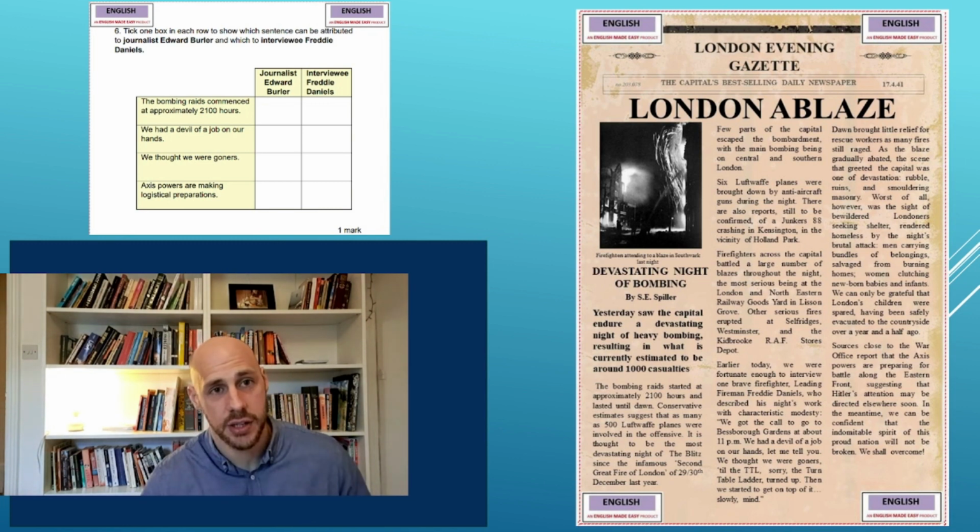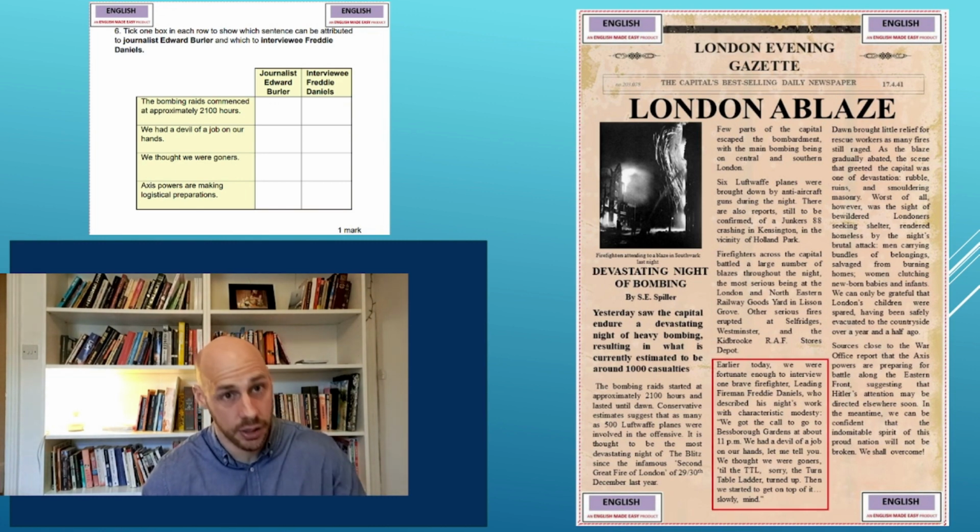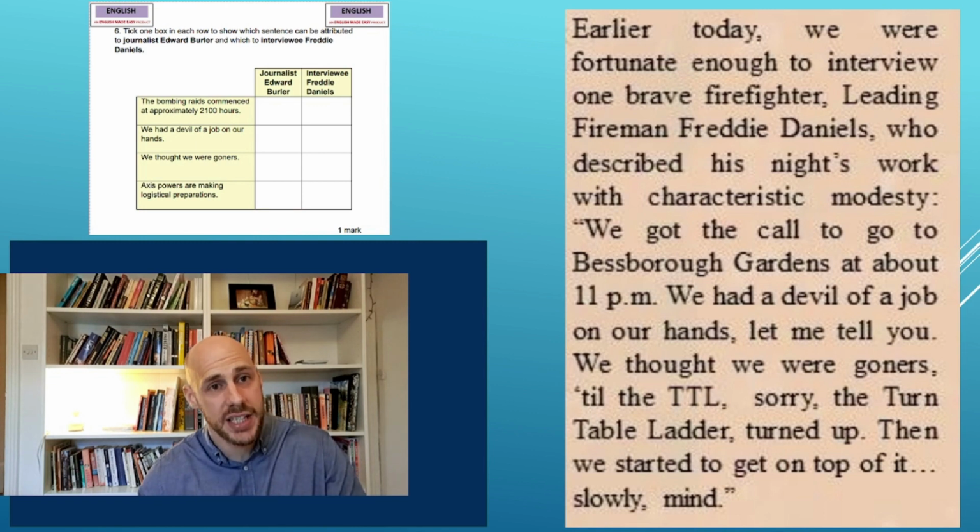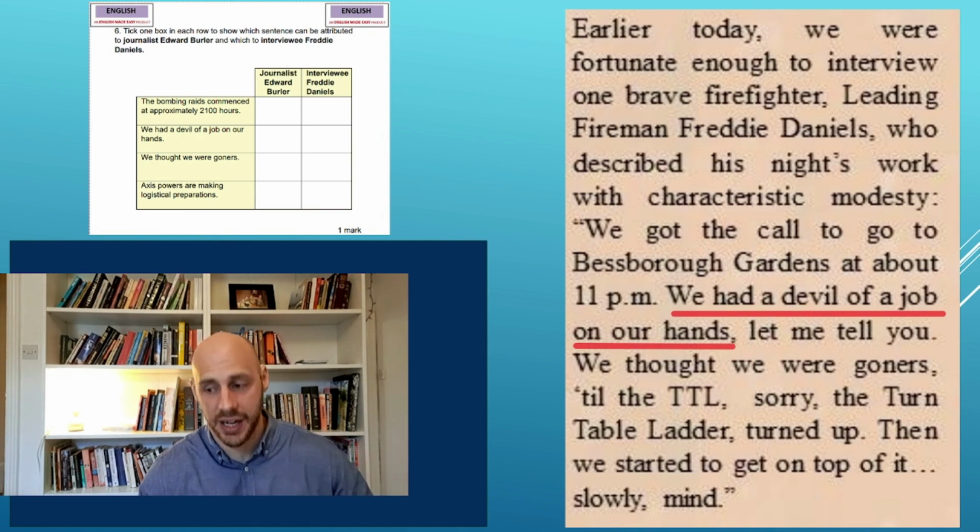The quickest way to do this, and time is such a factor in these assessments, is to find the interviewee's quote, because that's going to be a much smaller piece of writing in comparison to the rest of the extract, which of course will be written by the journalist. So I've just boxed that up now, and I'll just enlarge it. So this is what the interviewee says, okay? And if we look in detail, we can see that he did make this statement: we had a devil of a job on our hands. So that's one of his. And he also said, we thought we were goners.